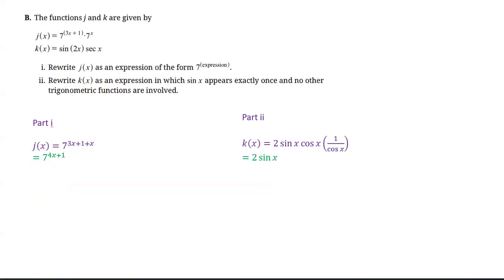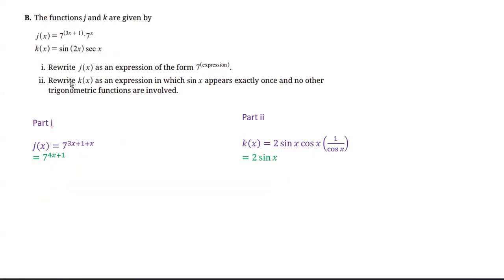All right, part B, j of x is this exponential times another exponential. k of x is sine 2x, secant x. Part 1, we write j of x in an expression of the form 7 to the expression. So you can just use properties of exponents. It's like if it's x squared times x cubed, what do? We do x to the 2 plus 3, which is x to the 5th. This is the exact same thing. So it'll be 7 to the 4x plus 1 when you do the addition, okay?